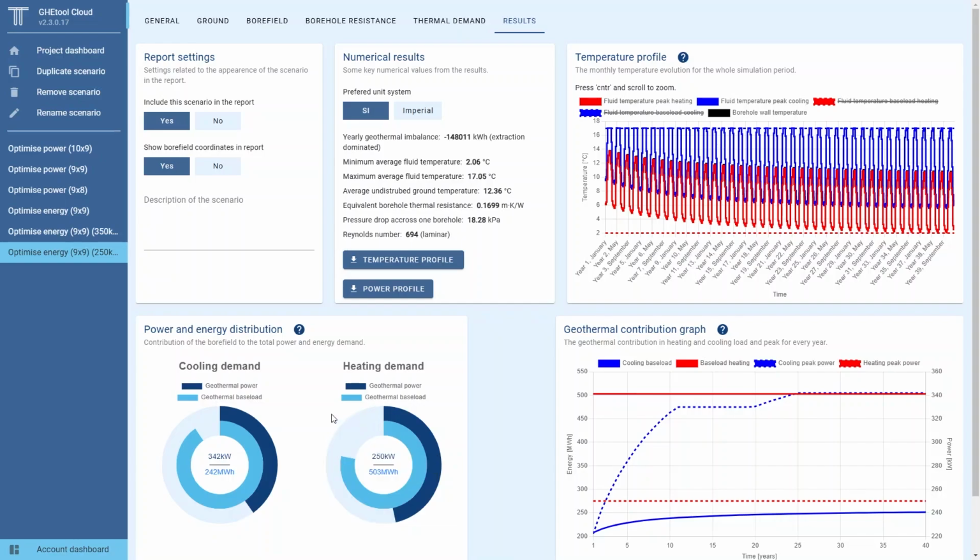And as you can see now, by using the optimized energy methods, we came to more or less the same conclusion as with the optimized power.